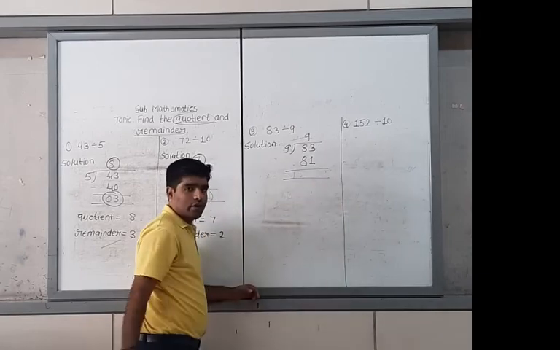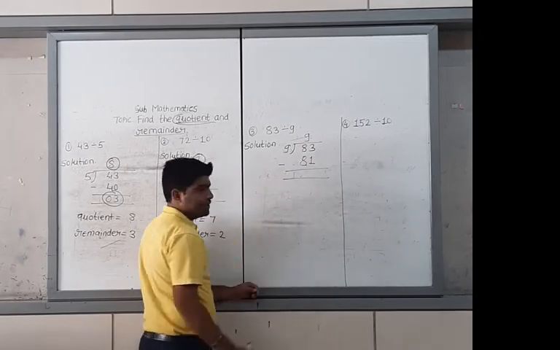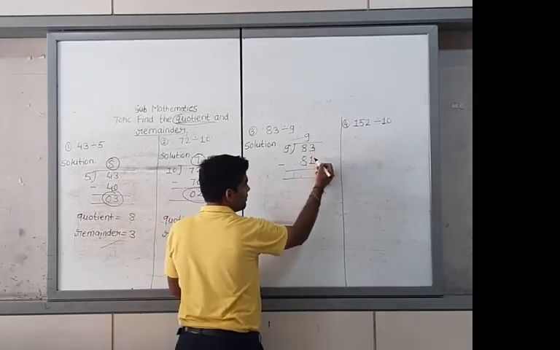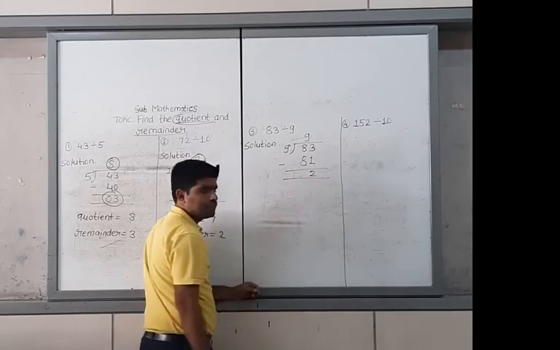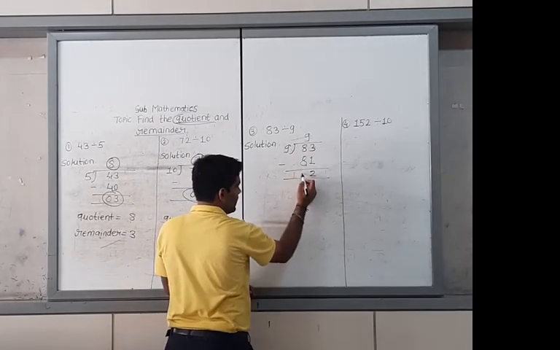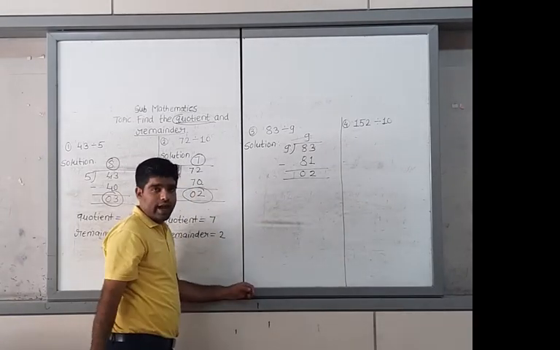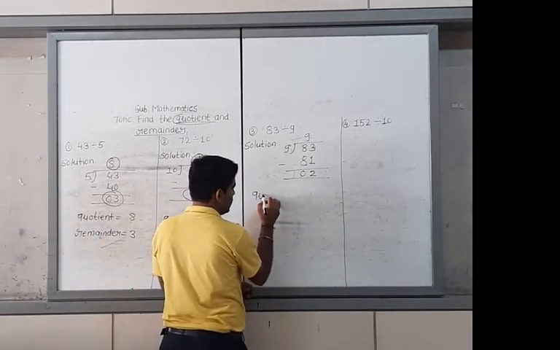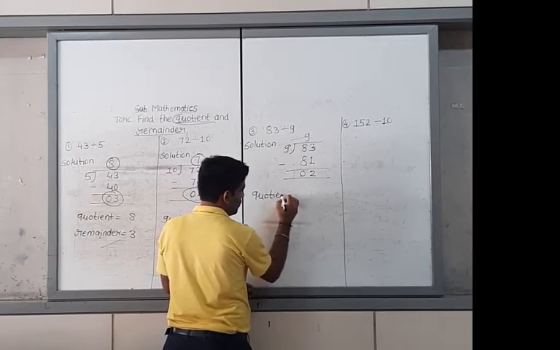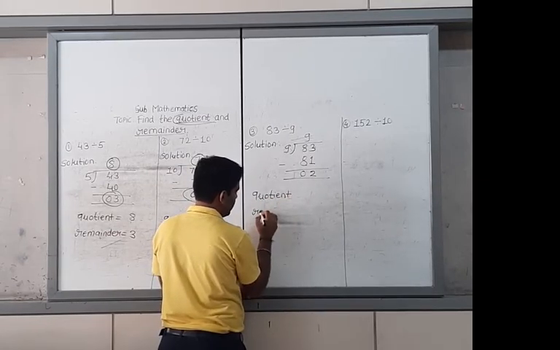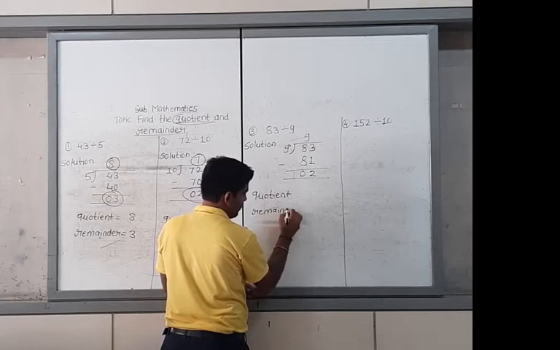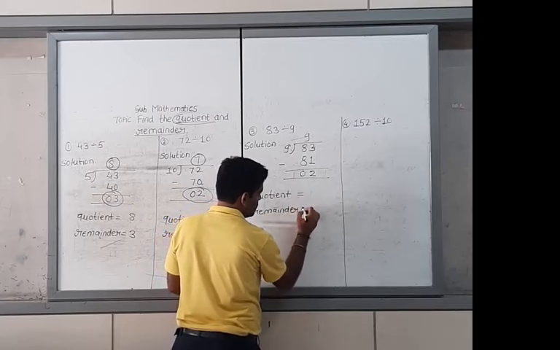Now we have to solve it. We have to use subtraction. 3 minus 1 is 2. Here 8 minus 8 is 0. Find the quotient and remainder.